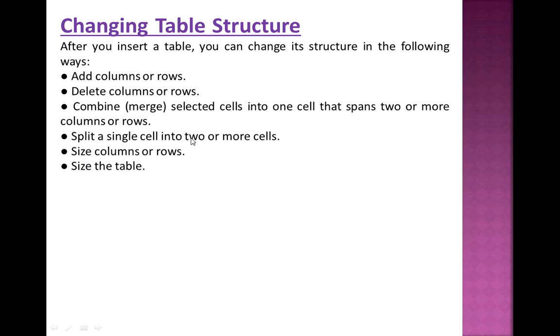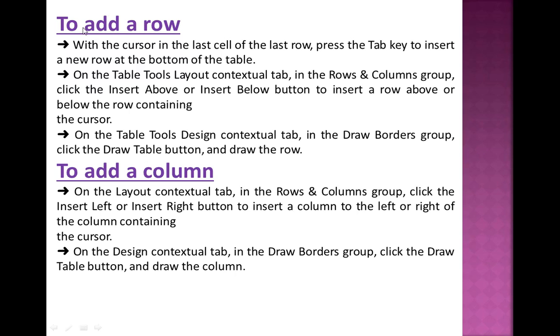These are the different attributes. These are the table structure that we can change for a table. Either split a table, either size the column or rows, either size the whole table, either combine the selected cells. These are the multiple options that we are using for changing the table structure. This is how we can add a row.